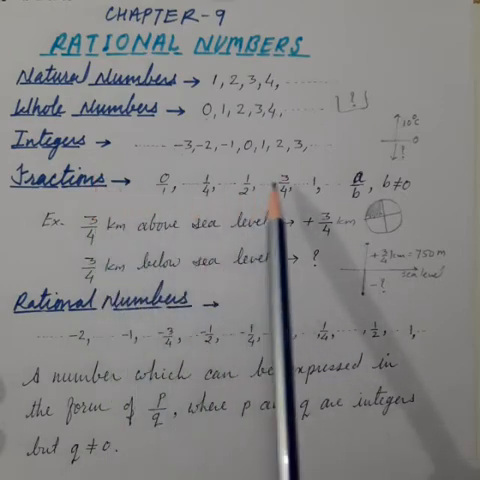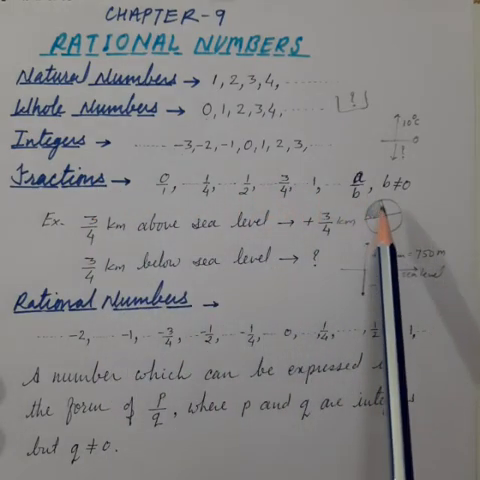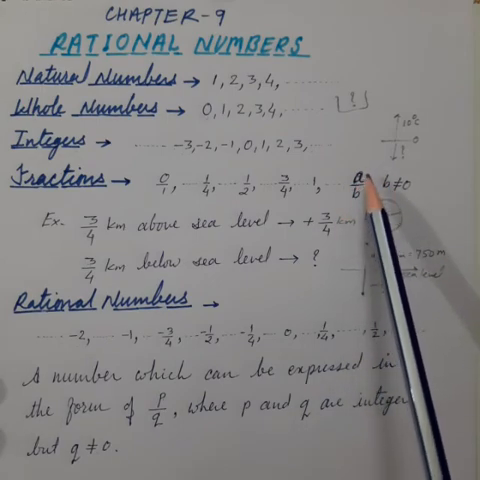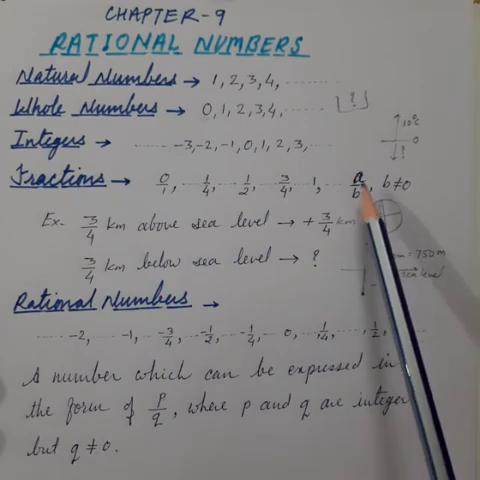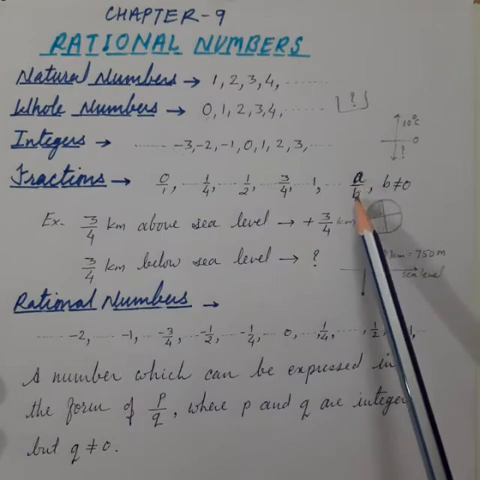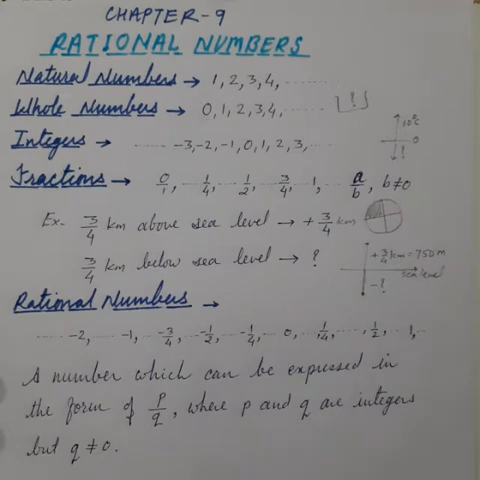Then fractions are introduced to represent the parts of a whole. Here the parts of a whole are represented as A by B. A is the numerator, B is the denominator. A and B both may be whole numbers, but the denominator B cannot be 0.